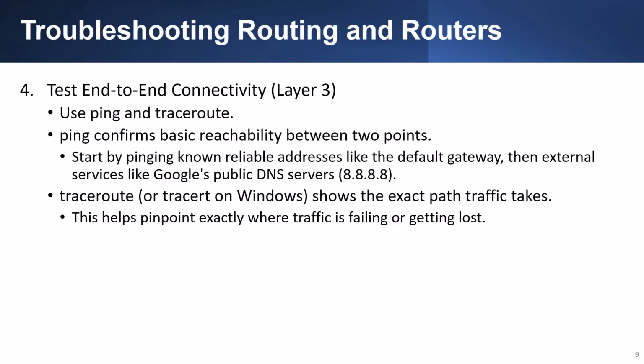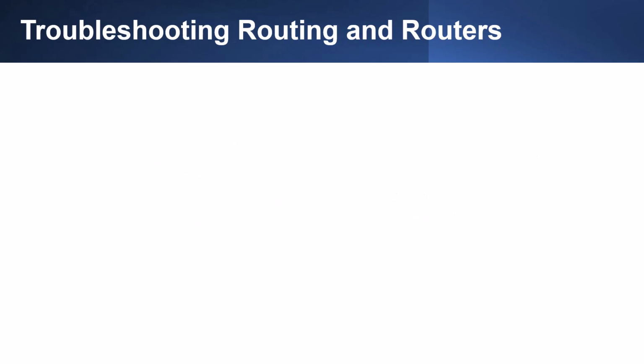Test end-to-end connectivity. Use ping and traceroute. Ping confirms basic reachability between the 2 points. Start by pinging known reliable addresses like the default gateway, then external services like Google's public DNS server at 8.8.8.8. Traceroute shows the exact path traffic takes. This helps pinpoint exactly where traffic is failing or getting lost.